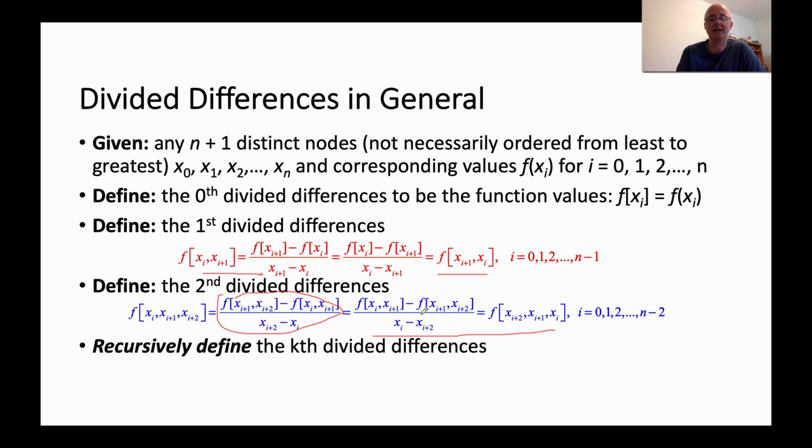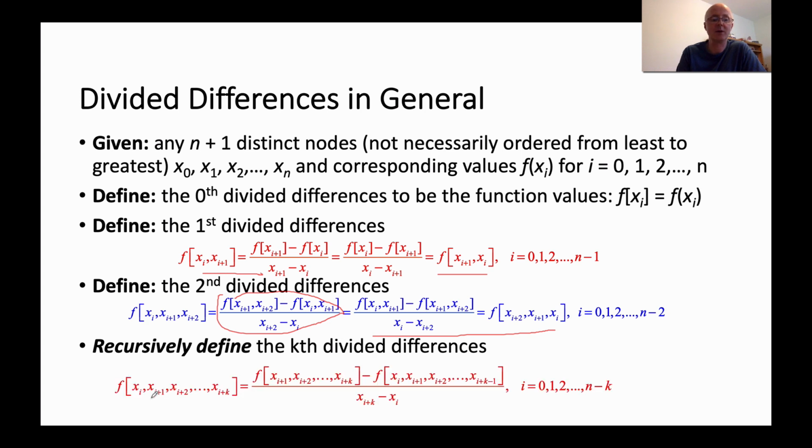Recursively define the kth divided differences by this one. Notice I've got xi through xi plus k in there. That's a kth divided difference with k plus 1 numbers inside the square brackets as a divided difference of k minus 1th divided differences. These both have k minus 1 terms in them, divided by the extremes. But once again, if you reorder these and use the same definition, amazingly you get the same answer. That takes proof, and I'm not proving that. But amazingly you get the same answer.